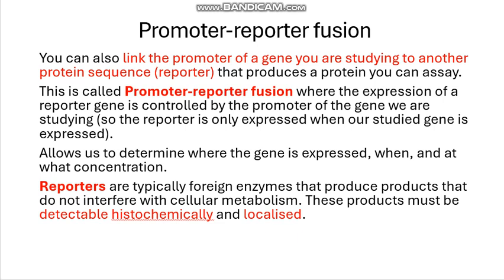The better way of determining gene function is through a method we call promoter-reporter fusion. This is where we link the promoter of a gene that we're studying, so for example, the fur gene that we've been talking about, the gene that gives fur its color, to another protein sequence called a reporter. So we take the promoter of our gene of interest and we put it in front of a reporter gene, which is going to produce a protein that we can actually assay to determine what's happening.